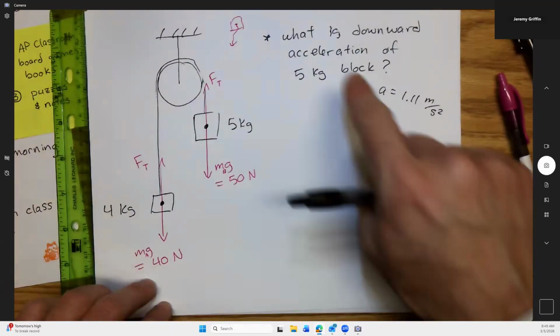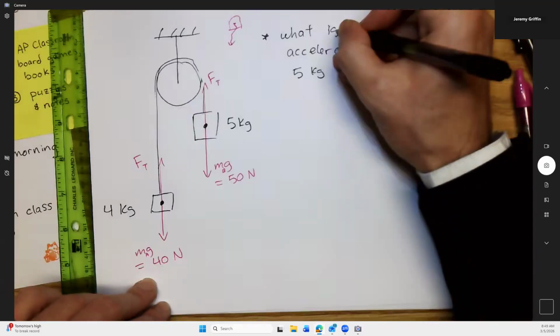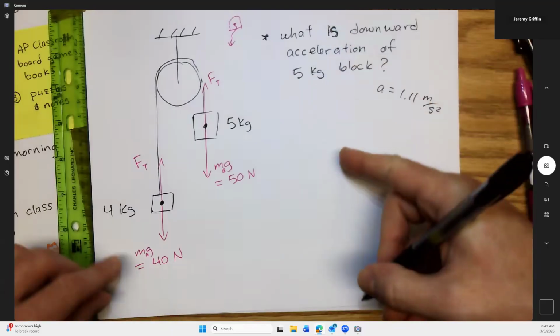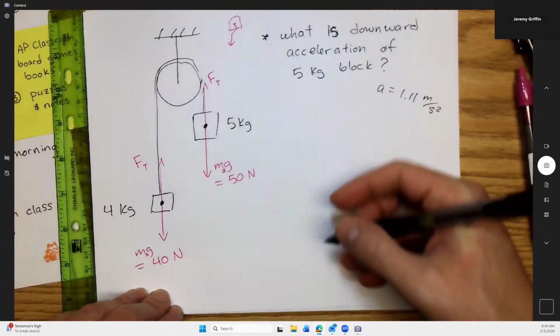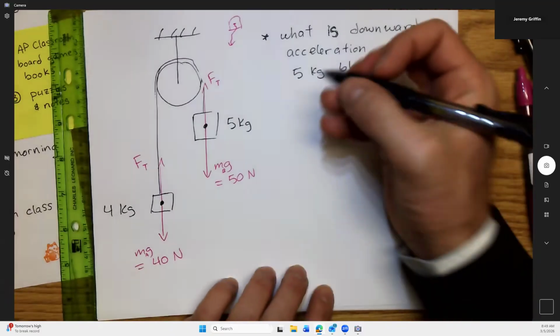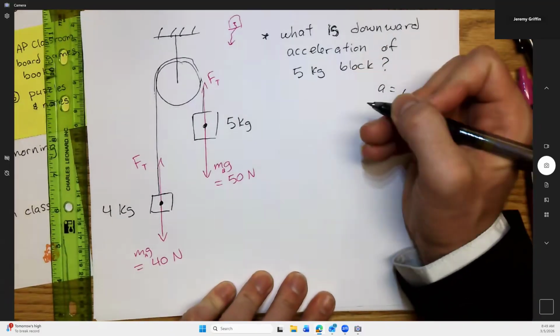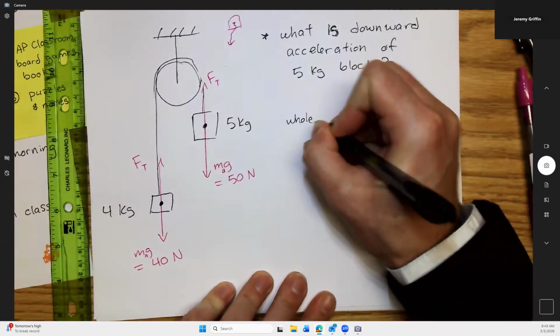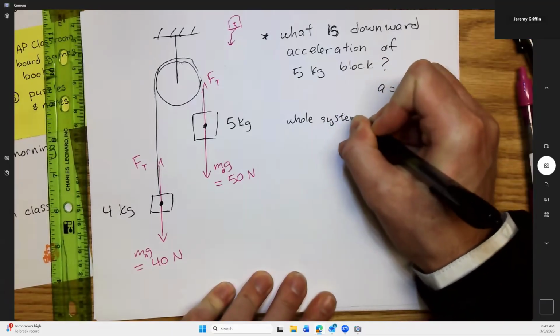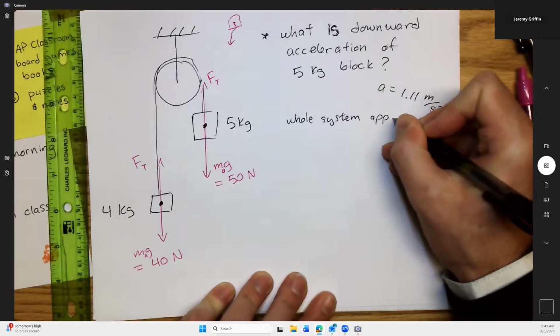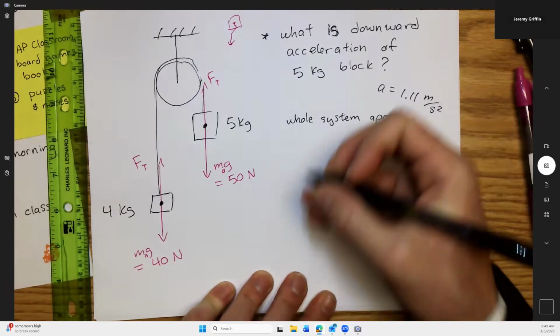So to answer this question, you don't actually have to solve it. Or you could. There are different ways to go about this. I usually take you guys through a whole system approach, as opposed to a different way to do this.